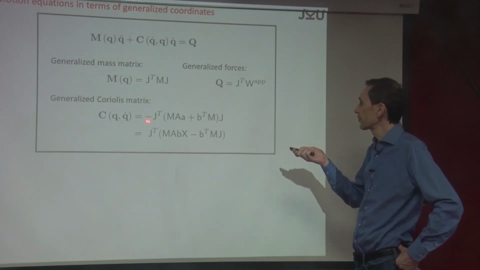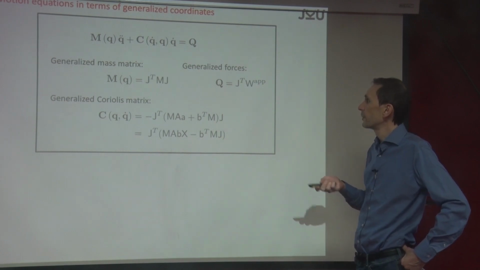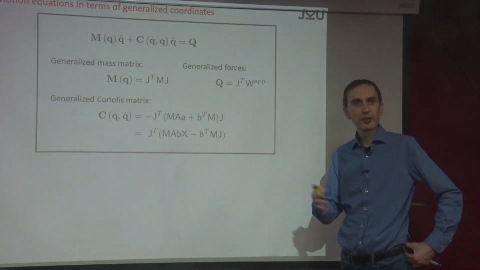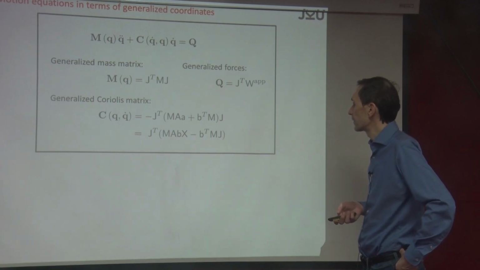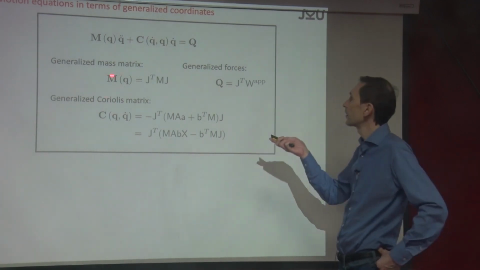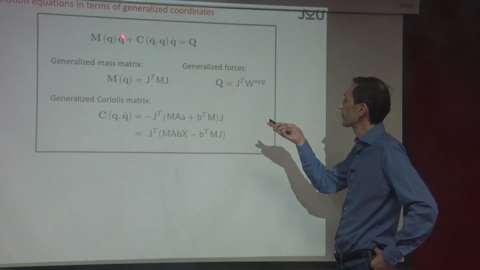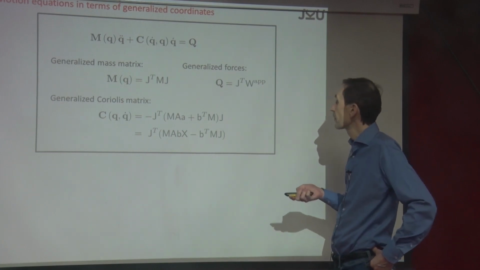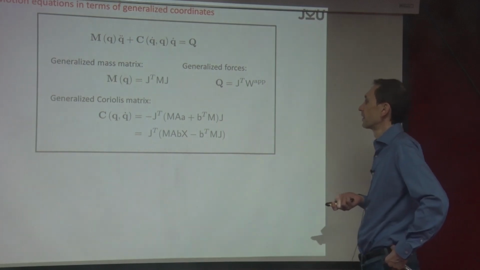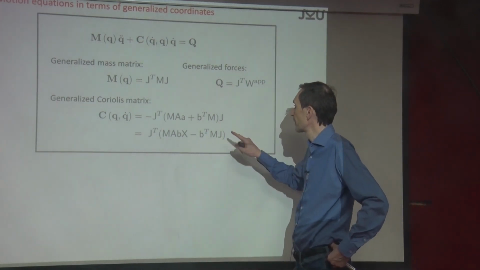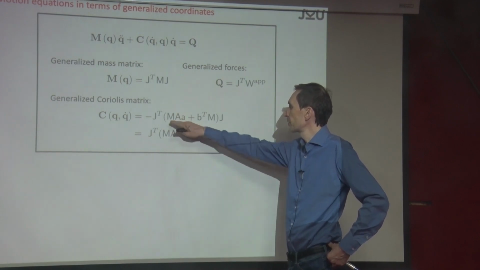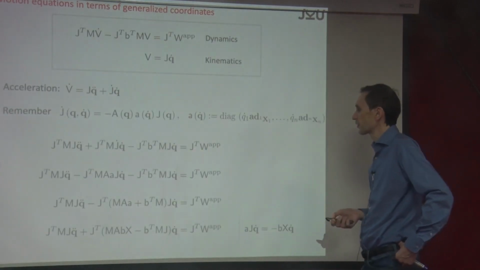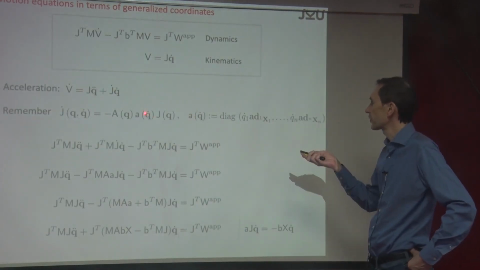And then the remaining term is C. It's usually called the generalized Coriolis matrix, with centrifugal and Coriolis terms. This expression is a term that is quadratic in the generalized velocities. When I say it's quadratic in the generalized velocities, let's look at what happens. How does this C depend on Q dot?